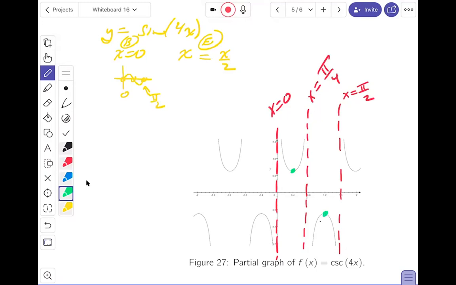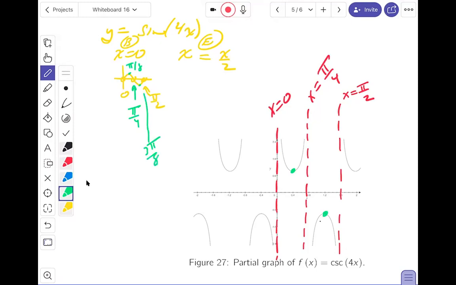And what's it going to be? Well, the sine function there, what's it going to be? Let's take a look at what value here. And again, I want to point this out to you. This is pi over 4. This point over here would be pi over 8. And this would be 3 pi over 8.